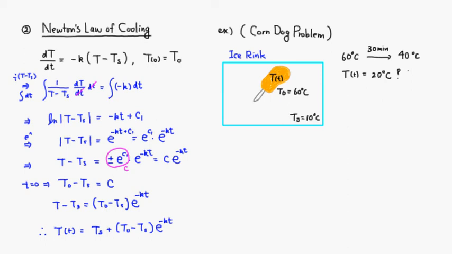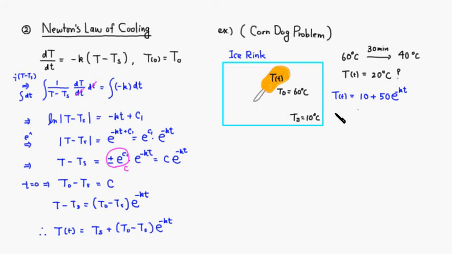So first we have to come up with a different equation. We already solved this. The temperature of the corn dog, I'm going to write it as T(t), is equal to the temperature of the surroundings, in this case 10, so it's a 10, plus T0 minus TS. T0 is 60, minus TS is 10, so it's going to be 60 minus 10, which is 50, times e to the negative kt. This is probably the best we can do so far.